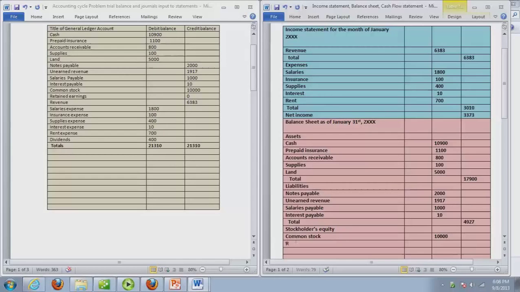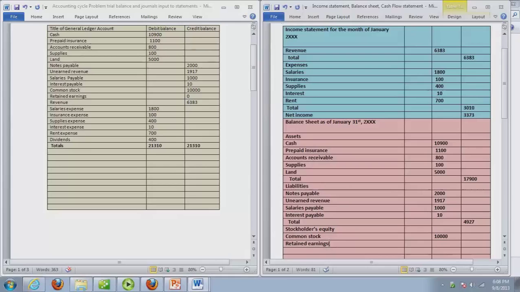And retained earnings. If you look at retained earnings, we've got 0. Okay, something's definitely wrong there because we do have a profit of 3,373, and we also have dividends, and those are retained earnings accounts. So what you have to remember, we have not closed the books yet. We have not updated retained earnings for the changes that we've made in revenues, expenses, and dividends. So we're going to have to calculate that.